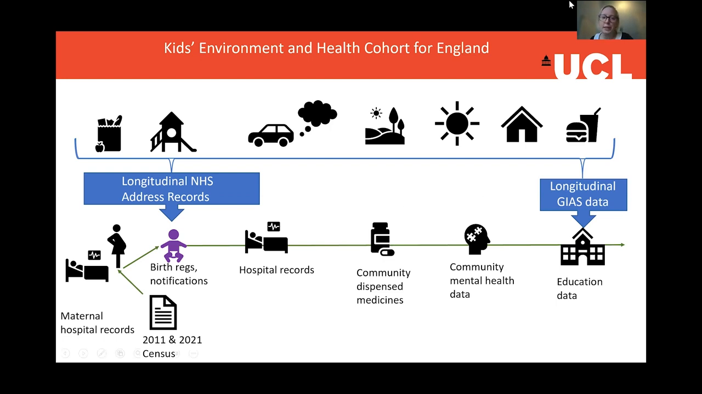Via the Department for Education and the education data, we will be linking to longitudinal GIAS data, which is information about schools. That's a database that's available online, and it has information about school locations. So it will be possible to link in information about the environment around the school as well. So for example, how green it is near the school, are there very busy roads near the school, etc. So both where the child lives and where they go to school.